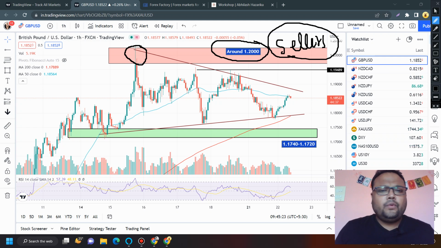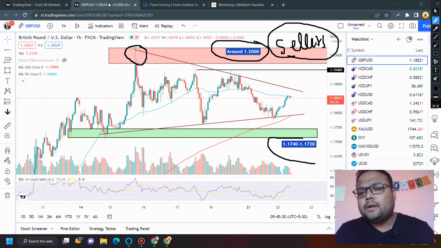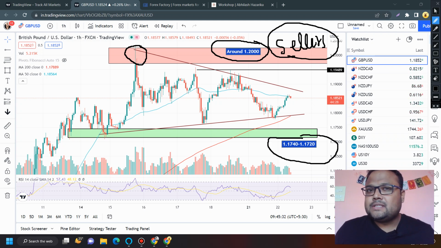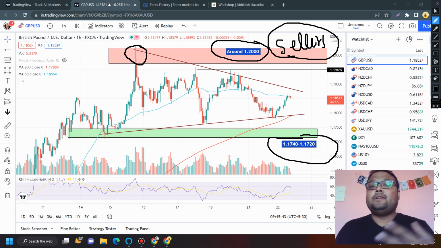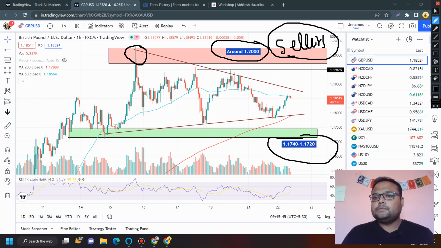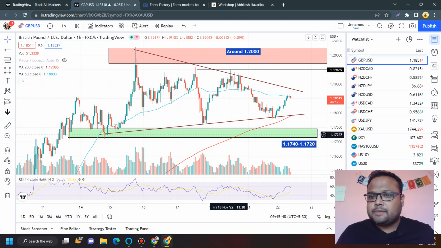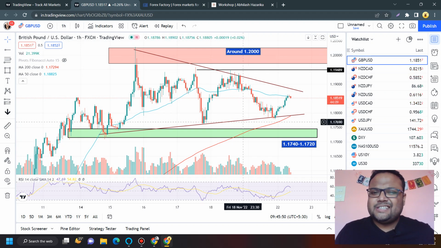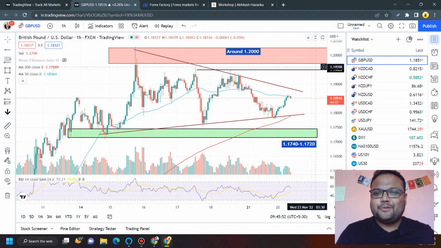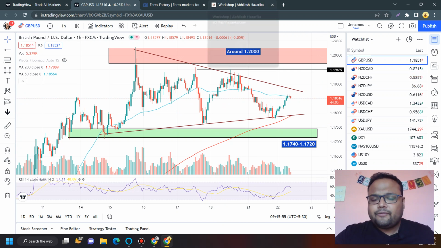And we have more or less a good support. I won't say very good support like this one, but yes, we have some support around 1.1740, 1.1720. You must understand one thing very well: not all levels are of equal strength. In this chart, the strongest level is 1.2000, which is the level of sellers right now. So this is a resistance, this is a support for us. This is very strong, this is not that strong, but it will work.